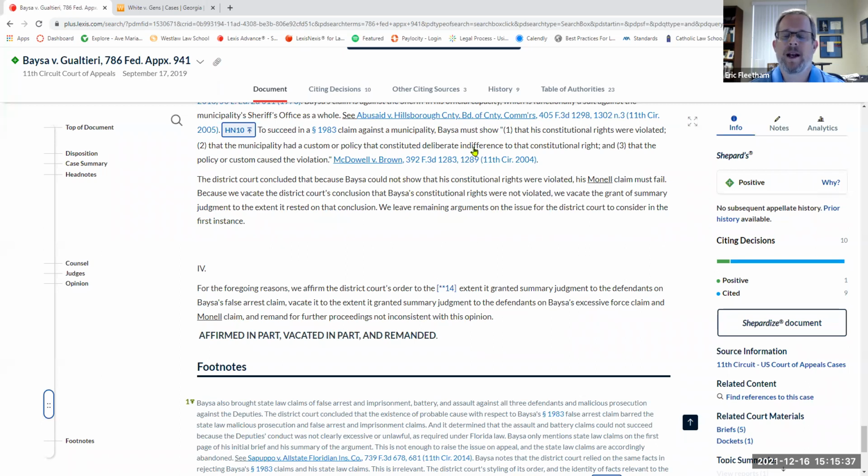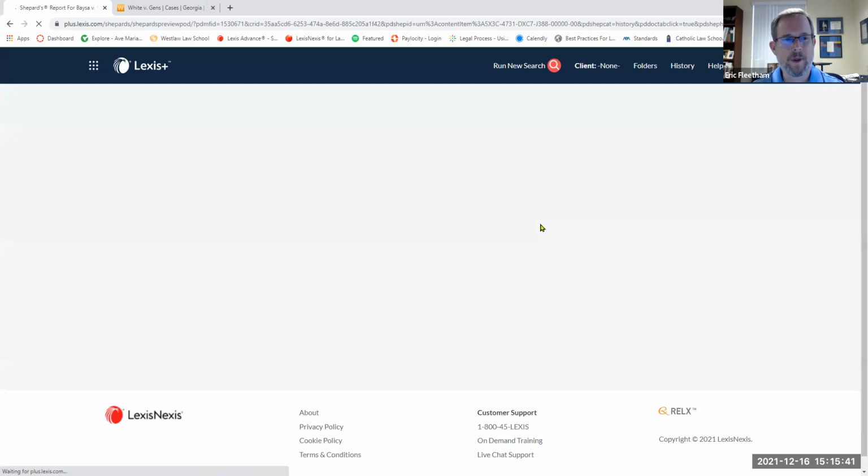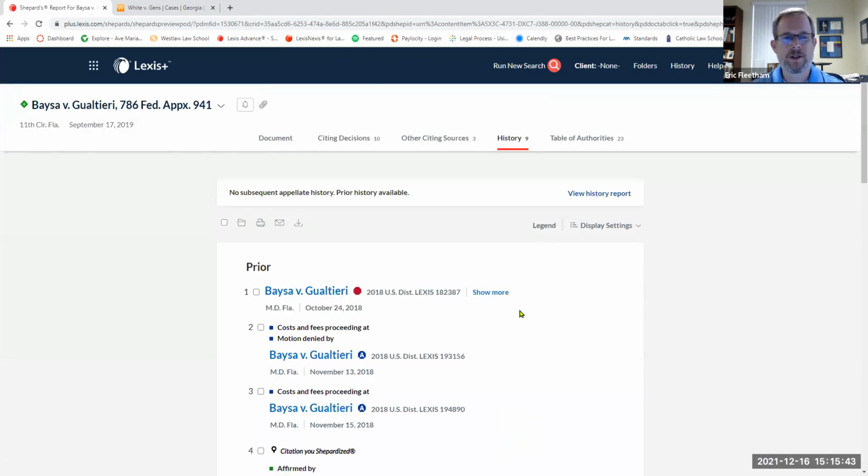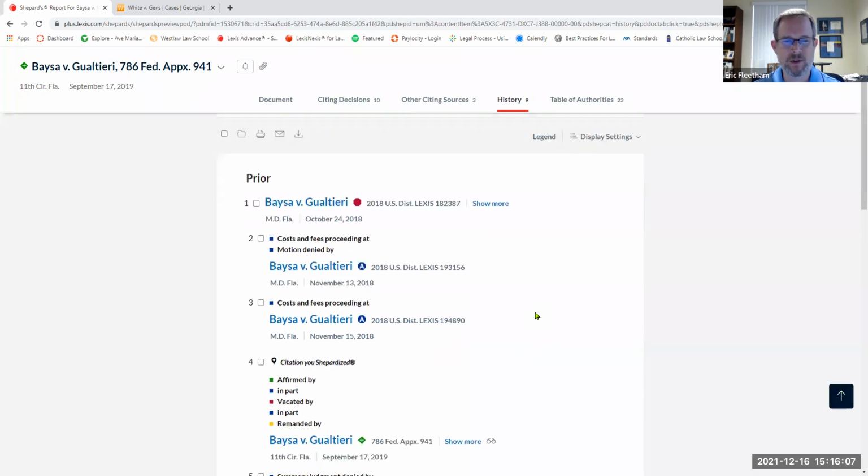So go back to the top, click history. It says that there's no subsequent appellate history, but that's okay. Remember, it was remanded back. So it was at the intermediate Court of Appeals level. So remanded back means it would go to the trial court, and in the US federal system, that is the United States District Courts.